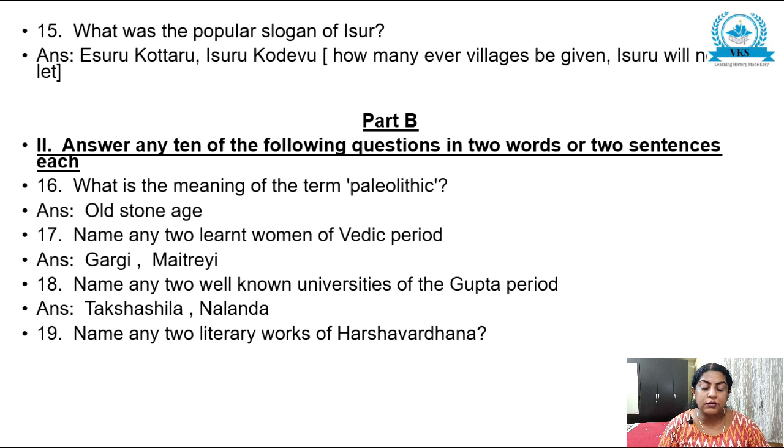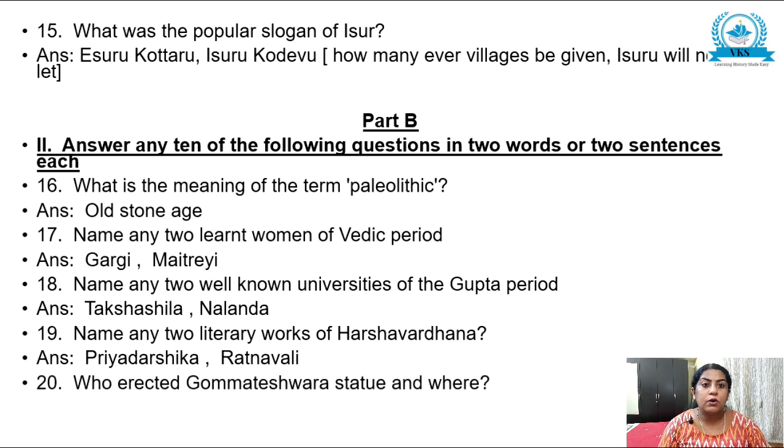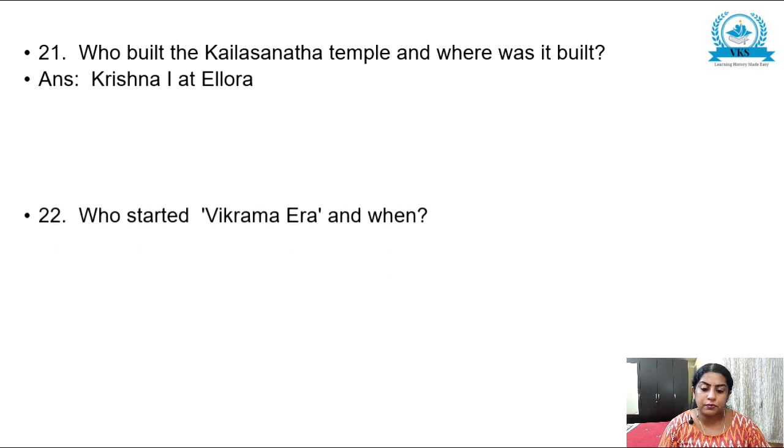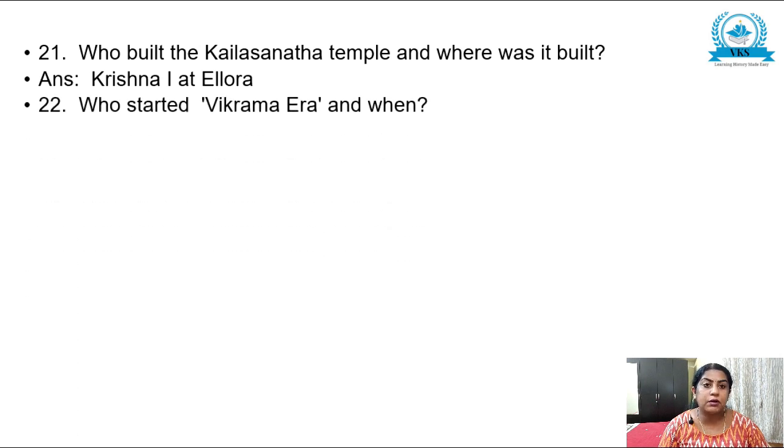Name any two literary works of Harshavardhana. Priyadarshika and Ratnavali. Who erected the Gomateshwara statue and where? Chaundaraya at Shravanabelagola. Who built the Kailasnatha temple and where was it built? Krishna I at Ellora.